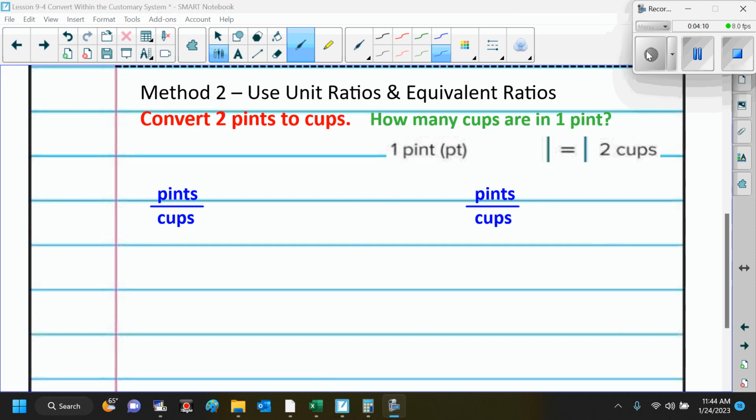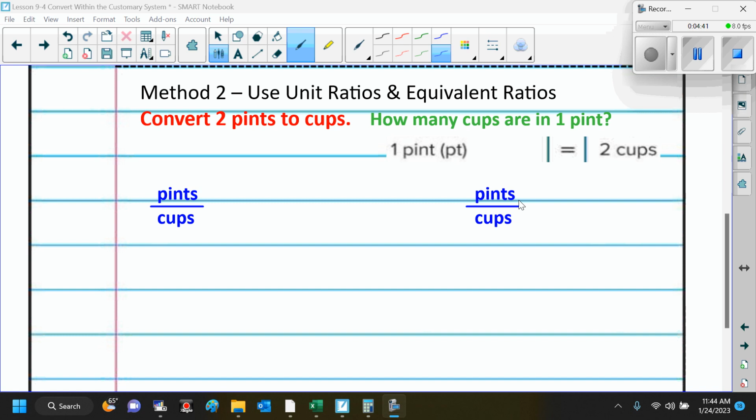Method 2 is to use unit ratios and equivalent ratios. So this is the one where we're going to be doing the calculations with the ratios. We want to convert 2 pints to cups. The first thing you want to realize is, what are we comparing? What to what? Pints to cups. So we write pints to cups. Pints to cups.